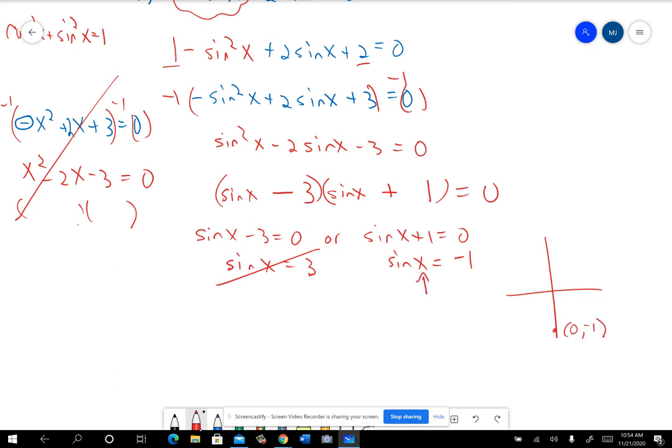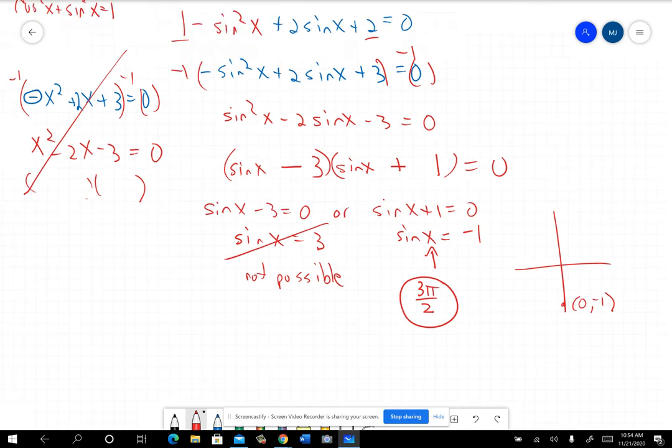So this one right here would be 3 pi over 2. And if I'm just dealing with one rotation like I am on that, that would be your only answer. So this one's not possible. The other one only has one answer. Okay, and then let's look at 30.